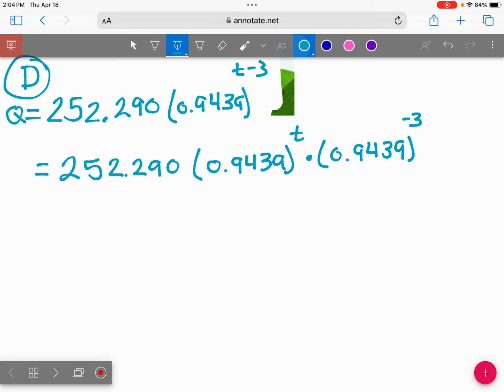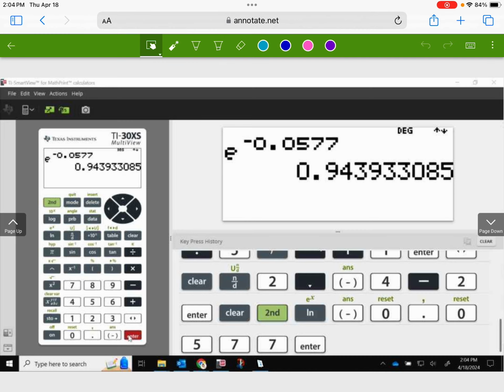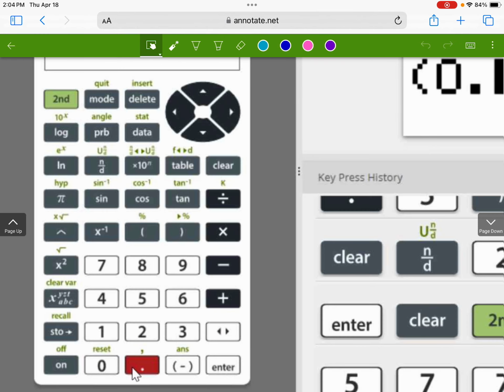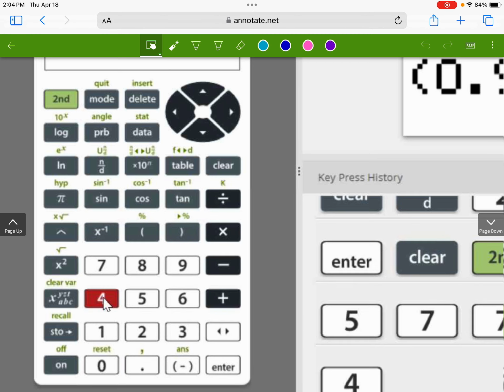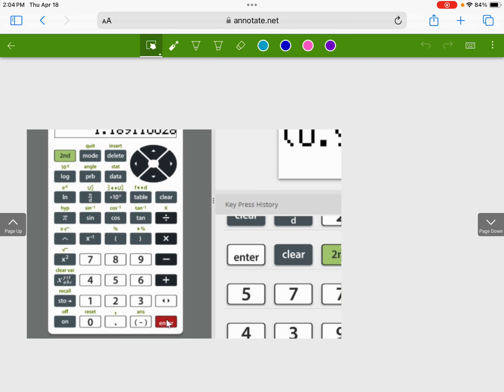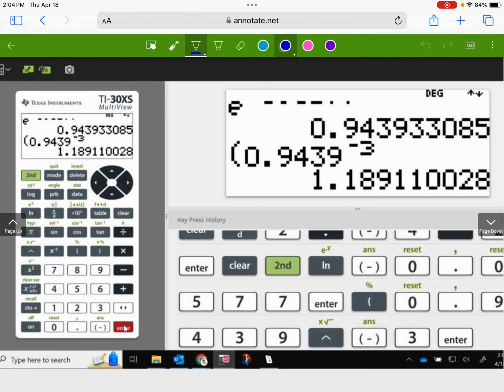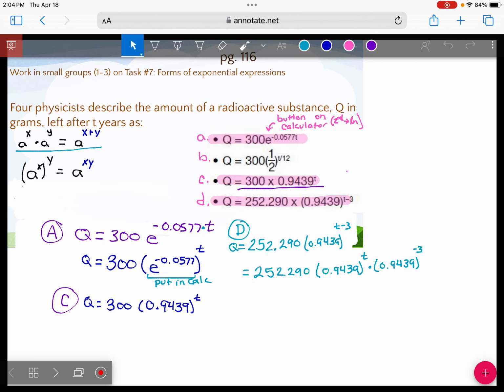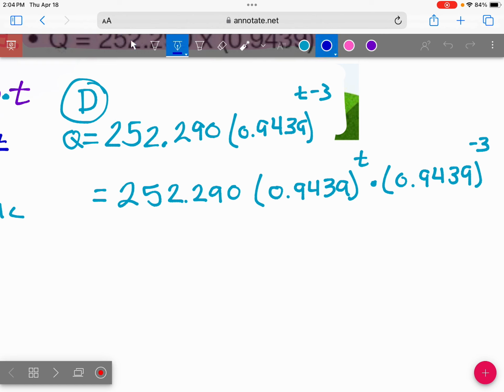And again, we can simplify this. I can take and type this piece into the calculator. My 0.9439 to the power of minus 3. And we get 1.1891, blah, blah, blah. So this piece over here equals 1.1891. Everything else is still the same.